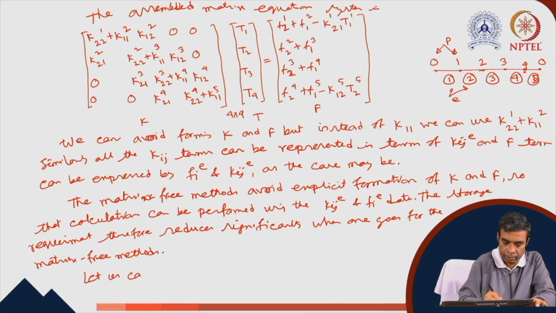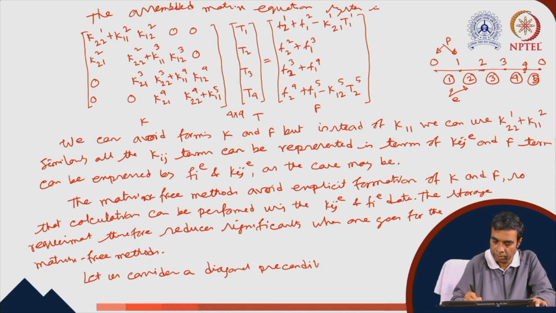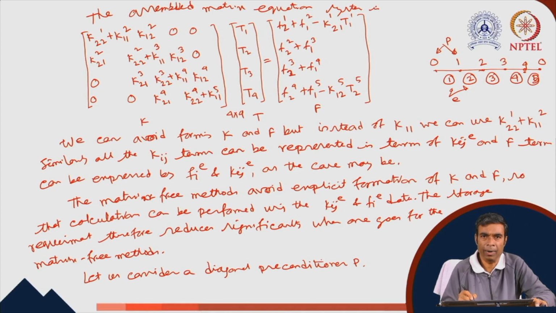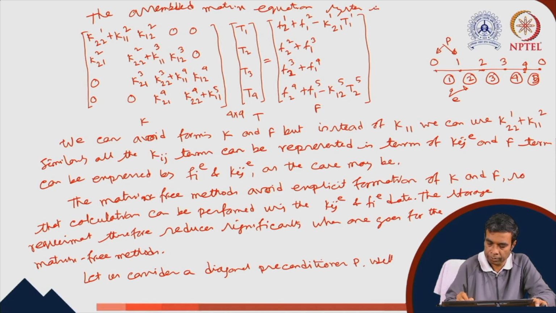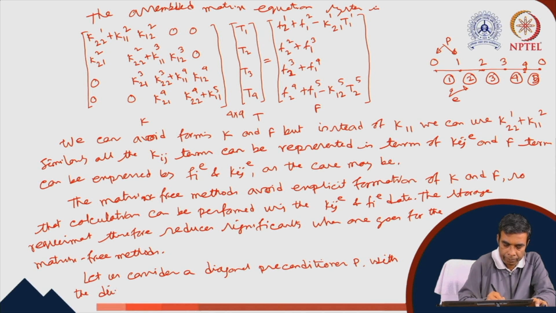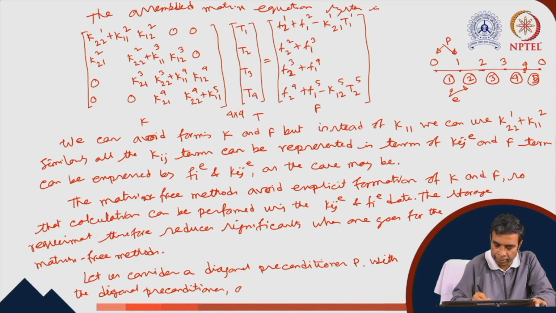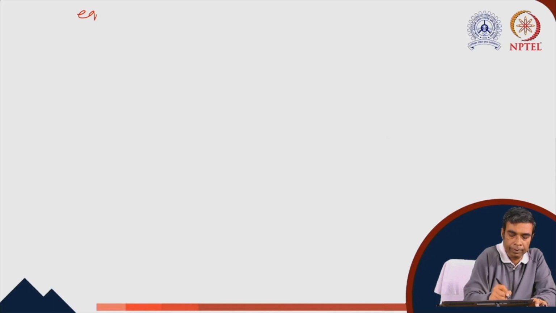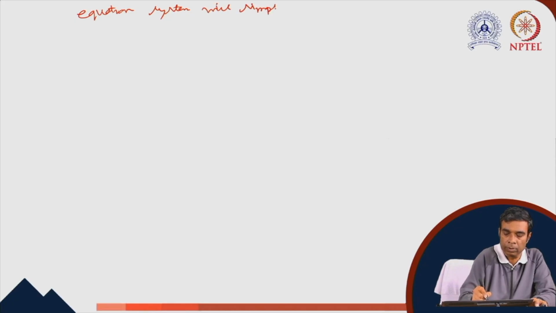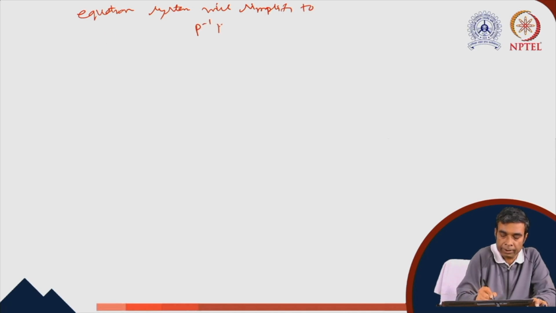So let us consider a diagonal preconditioner P. In that case, with the diagonal preconditioner, our assembled matrix equation system will simplify to P inverse K T equals P inverse F.